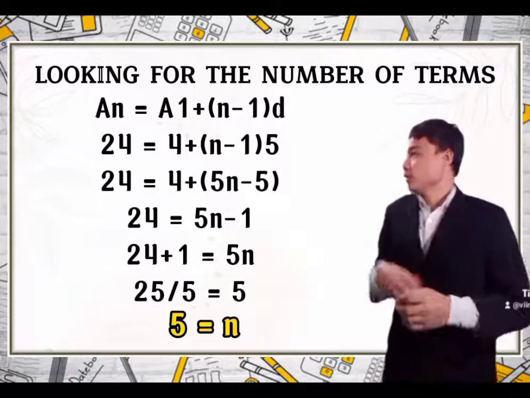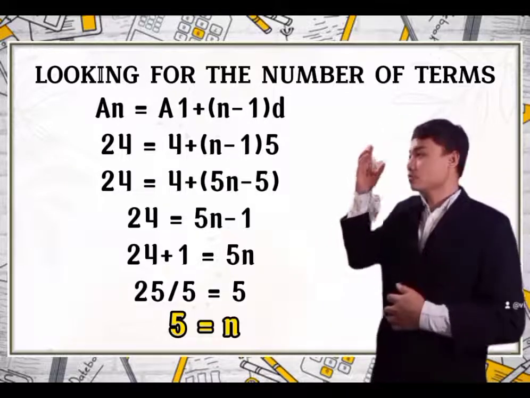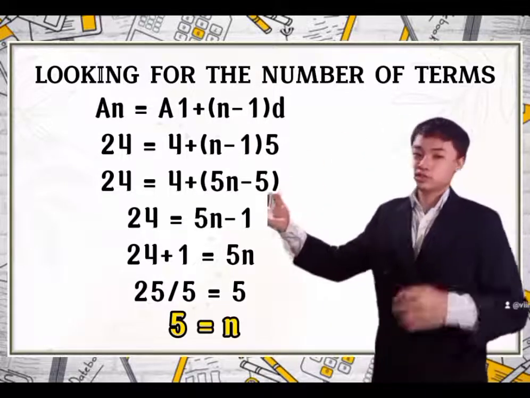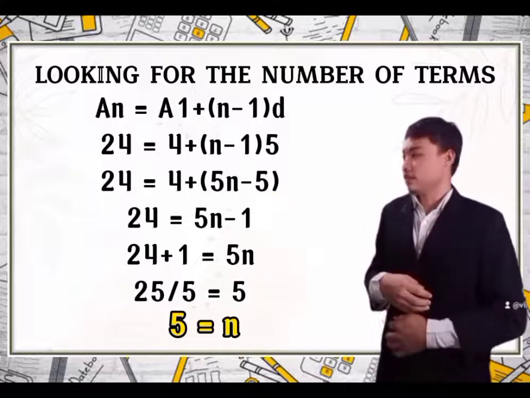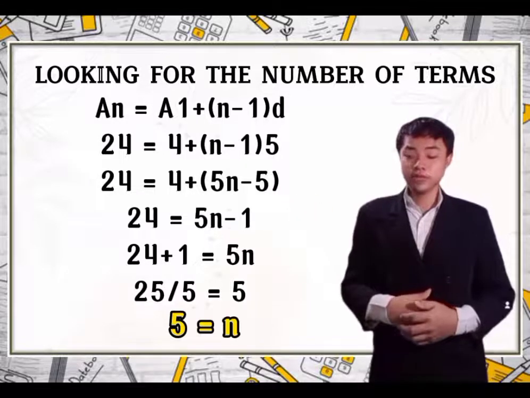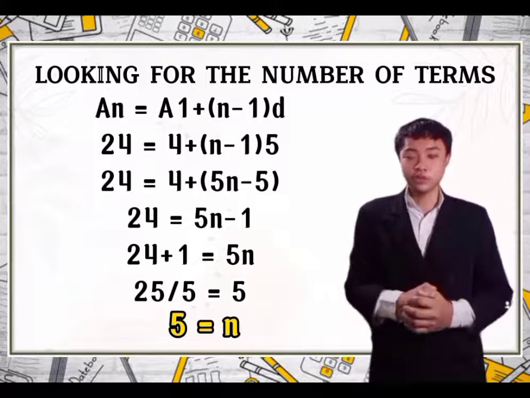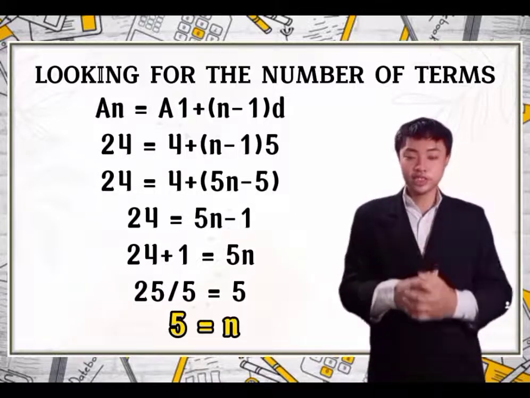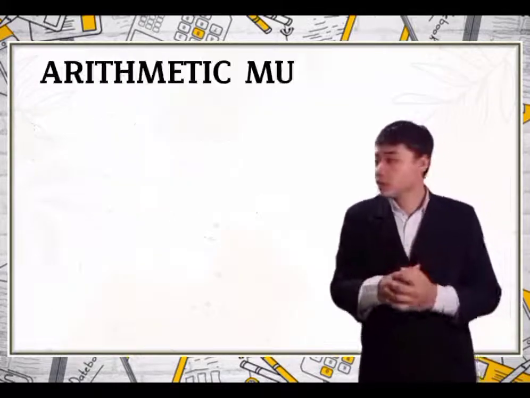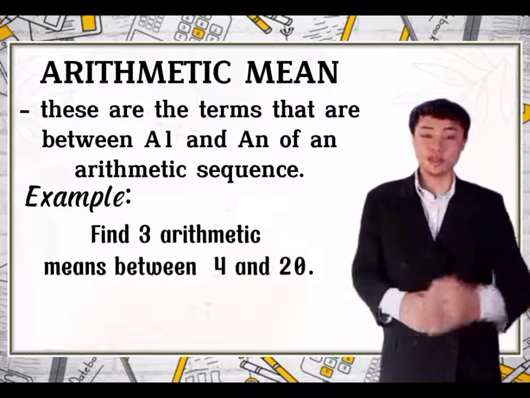So 24 plus 1 equals 25, and 25 divided by 5 will result as 5. So therefore, the term of the arithmetic sequence is 5. Let's proceed to arithmetic mean.